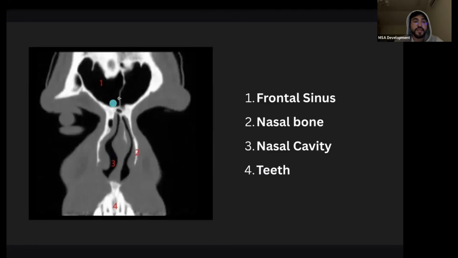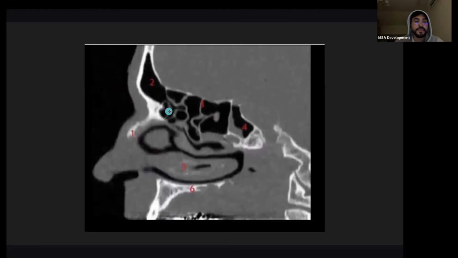And this is going to be your middle and inferior turbinates. Here, this is going to be your frontal sinus because it's within the cranium, right? So frontal sinus, nasal bone, and this is going to be the nasal cavity, and this is going to be the teeth.